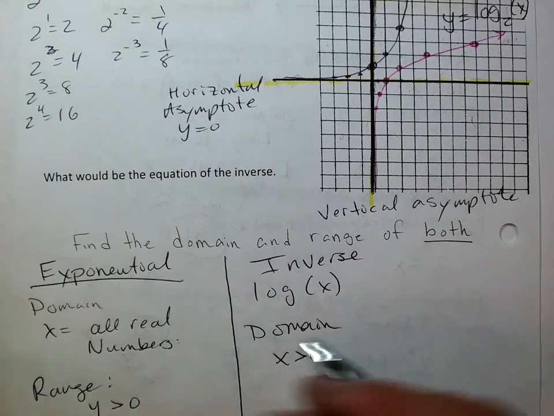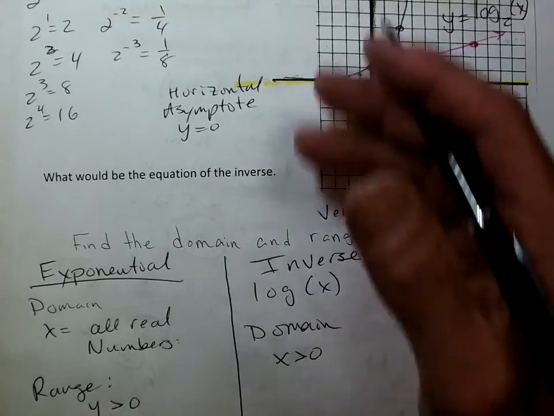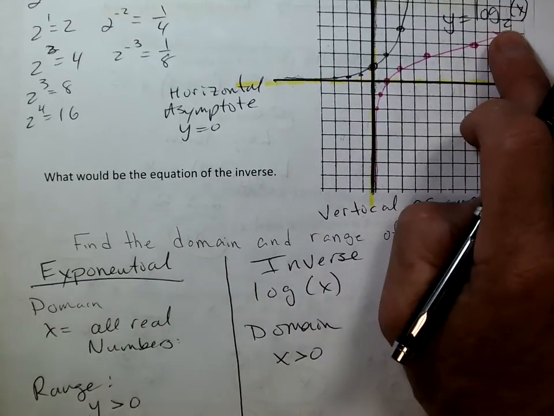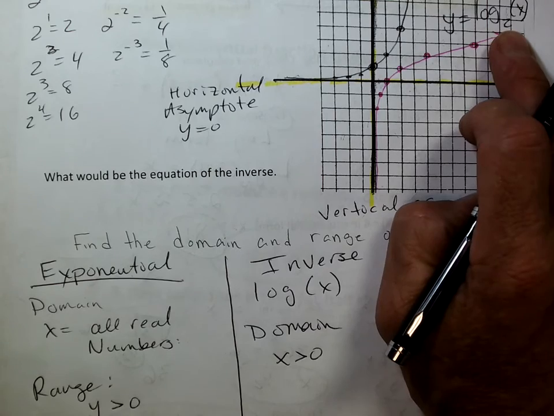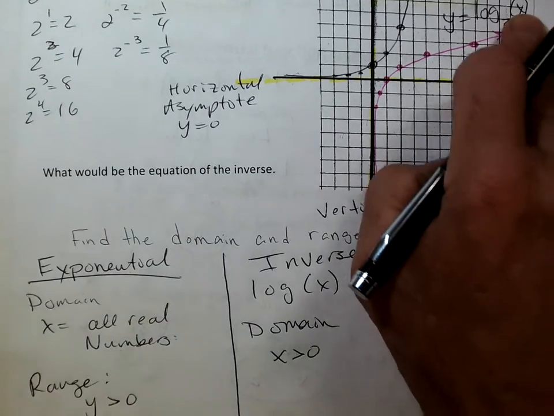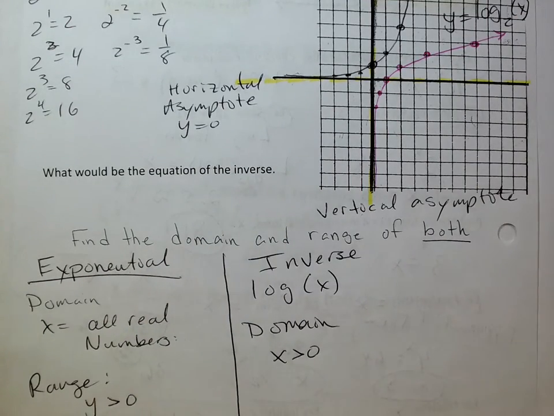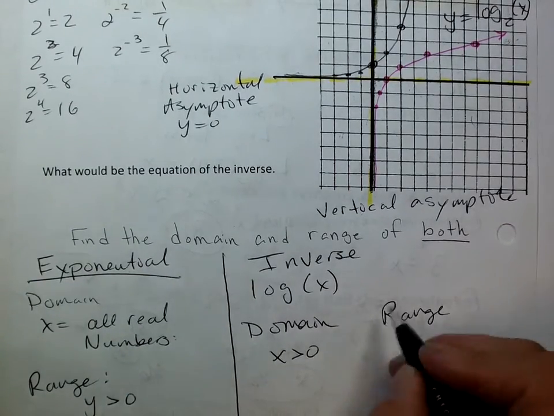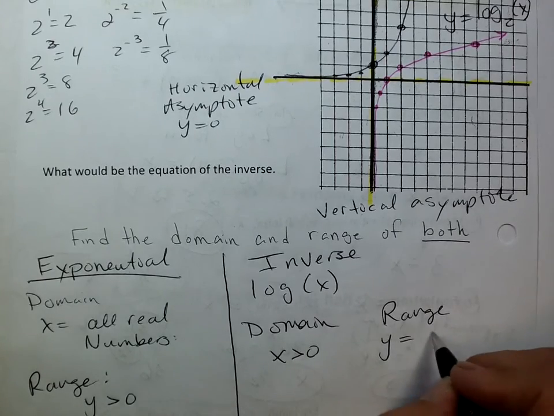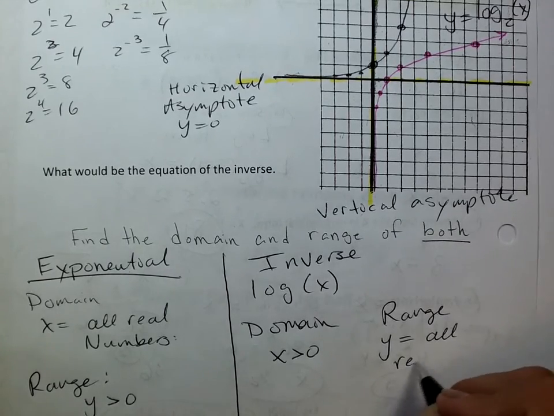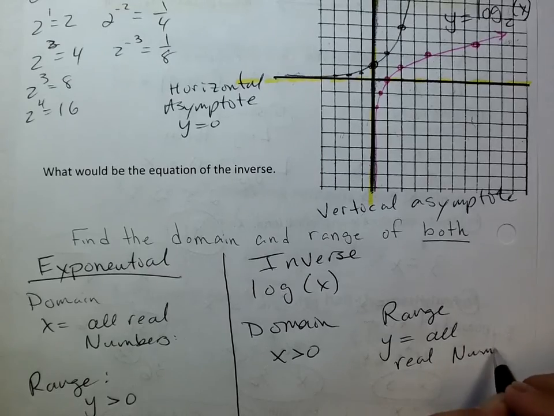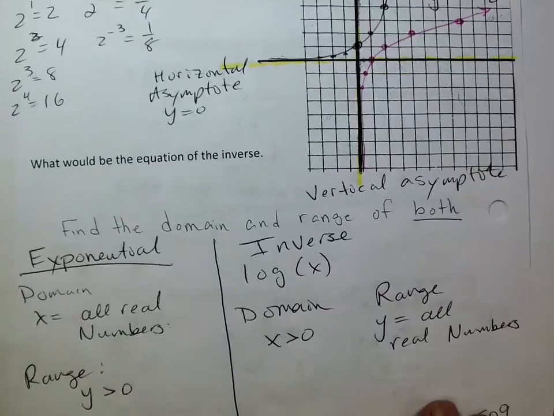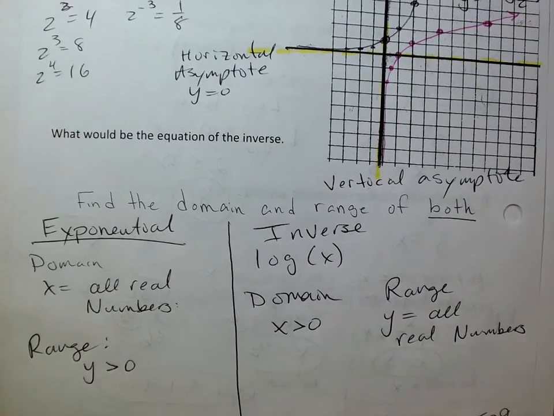And if I look at the range of the log, it goes forever down, and even though it's leveling out, it will always go up, won't it? It's always going to gradually go up. So the range of the logarithm is y equals all real numbers. And that's all I have.